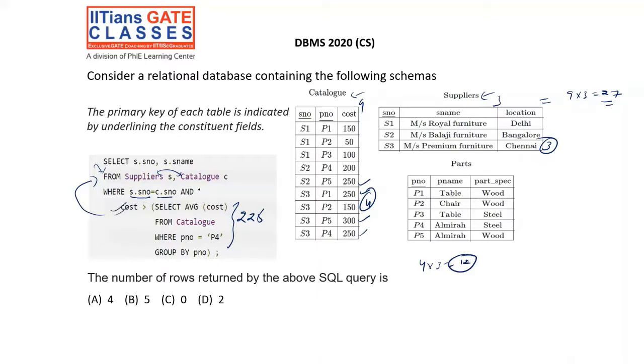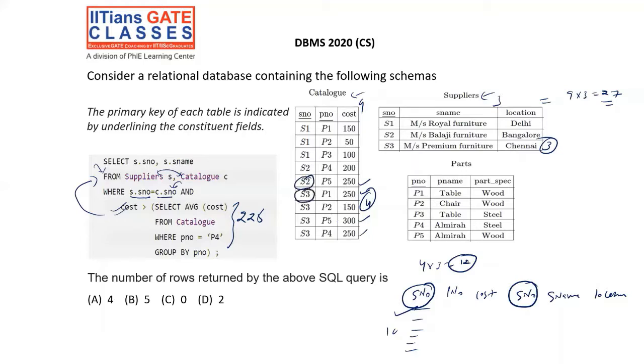And on top of that, we have to apply this condition, right? So in the cross product, what will come? Your attributes: supplier number, part number, cost from the catalog, then supplier number, name and location from the supplier. Now here 12 tuples will come, right? Now we have to check this supplier number and catalog supplier number. If both are equal, then that particular tuple will be selected, otherwise not, right? Now you know, here supplier number S2, right?